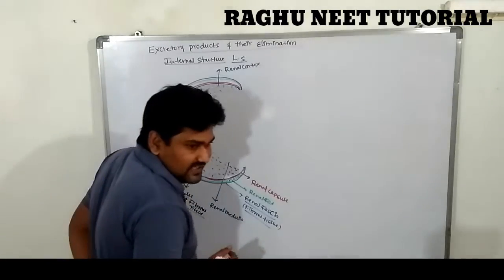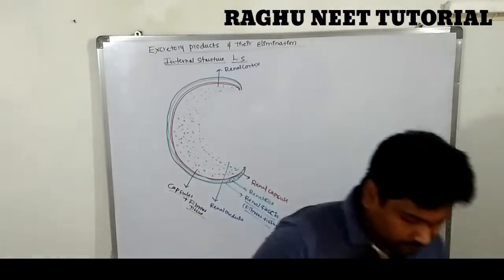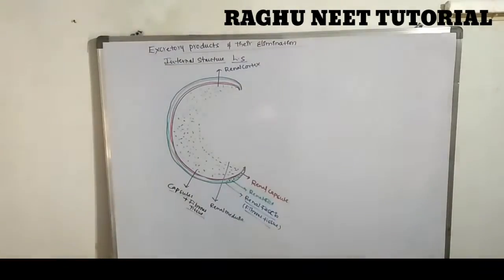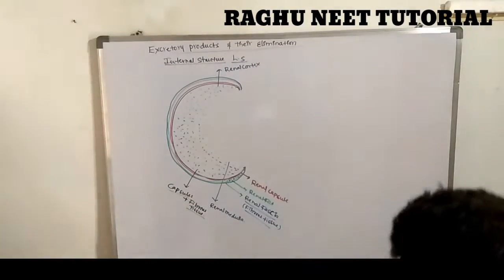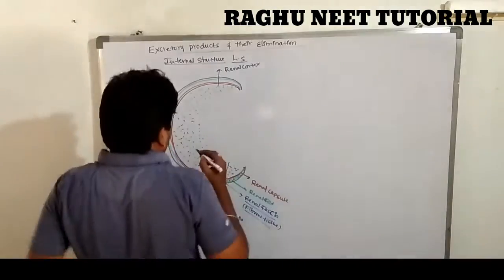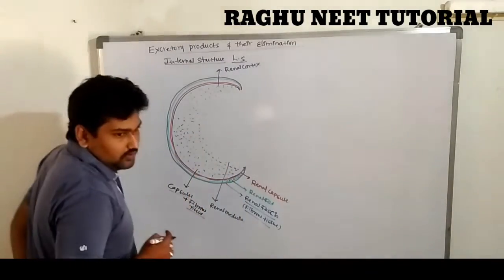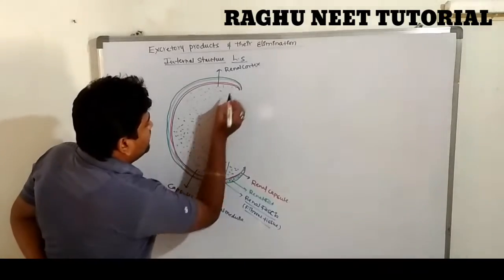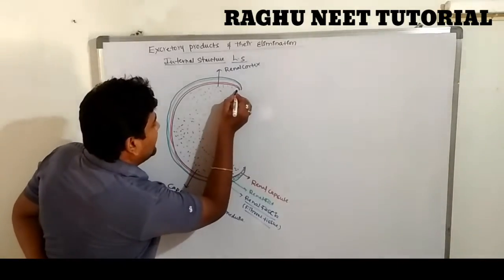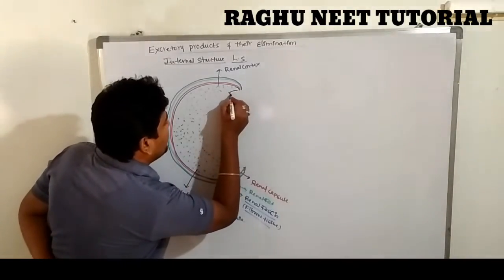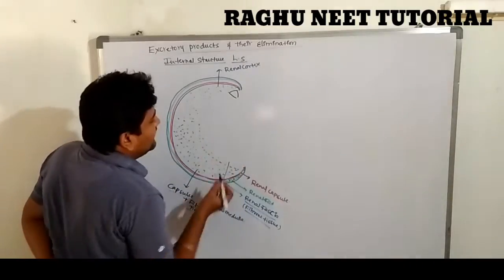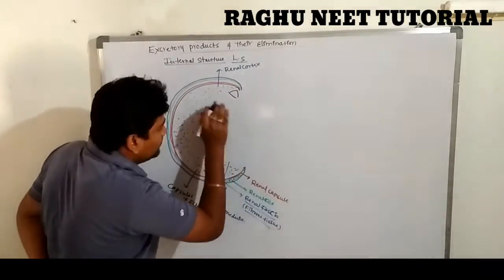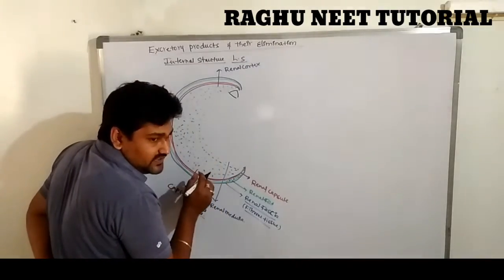Okay, the fibrous tissue. Clear? So after the outer surface region, known as the renal cortex, the inner surface region is known as the medulla.